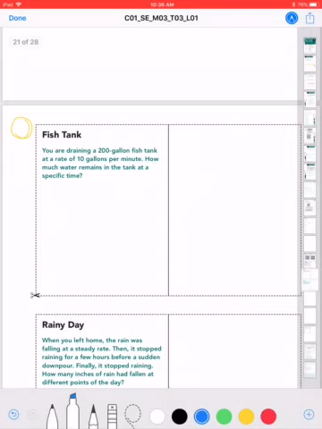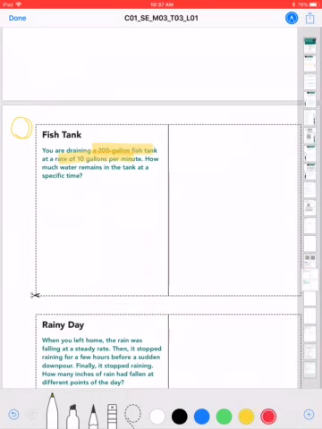So, the fish tank problem. You are draining a 200-gallon fish tank at a rate of 10 gallons per minute. How much water remains in the tank at a specific time? You should pause the video right now and try to mark this yourself, and then check it with my work. If I were going to mark this, I would highlight that there's a 200-gallon fish tank. The rate is 10 gallons per minute.